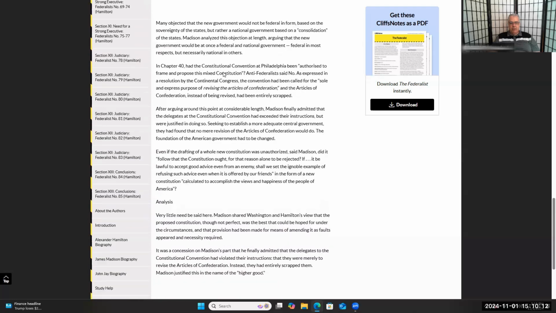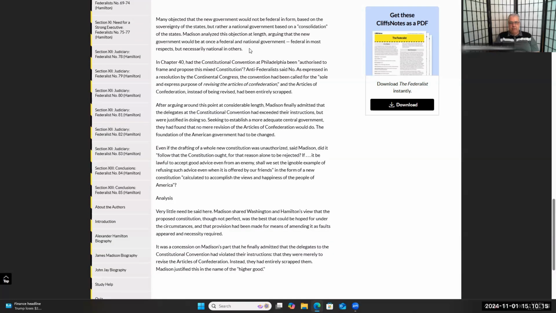Many objected that the new government would not be federal in form based on the sovereignty of the states, right? Talked about that, but rather a national government based on a consolidation of the states. Madison analyzed this objection at length, arguing that the new government would be at once a federal and national government, federal in most respects, but necessarily national in others. Okay, true. But most of the most important decisions for individuals in the states would be done at the state level by their governor and the local representatives and state representatives, right?